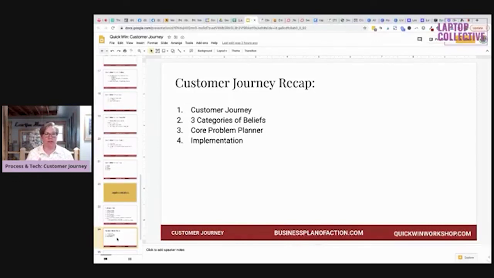Internal, all about confidence. Can I really do it? She can do it, I can. And then external, always time and money. And we've kind of covered the time and money objection.